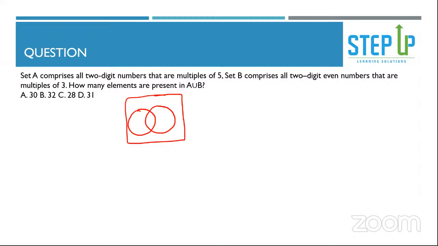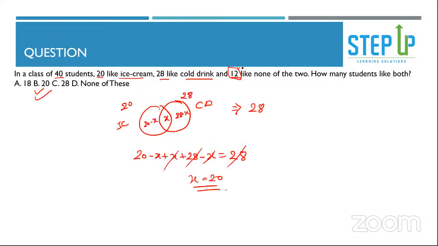Joy, how did you get the 28? 40 minus 12. They are saying 12 people like none of the two. Out of how many? Out of 40. So out of 40, 12 people did not like anything. It means that 28 people would have liking towards ice cream, cold drink, or both. Okay, that's what we are trying to solve here. Fine, Joy. I hope that's clear.